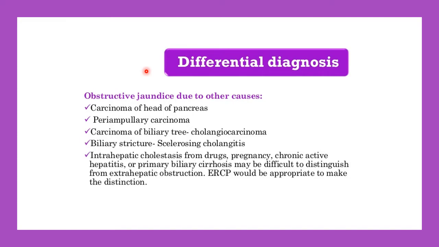Okay, besides cholelithiasis, what are the other common causes of obstructive jaundice? This can also be due to carcinoma of the head of the pancreas, periampullary carcinoma, carcinoma of the bile ducts or cholangiocarcinoma, biliary strictures, especially due to iatrogenic causes, and sclerosing cholangitis, and intrahepatic cholestasis from drugs can also lead to obstructive jaundice.